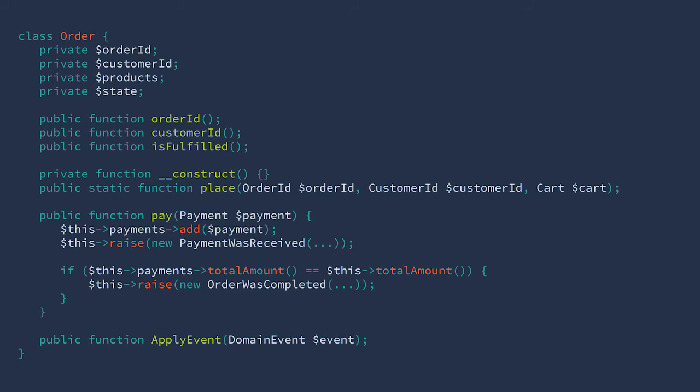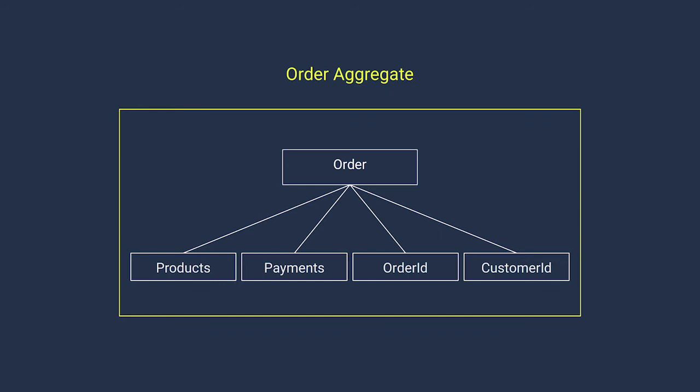As modeled, the order is an aggregate. It's a collection of domain objects working together, so this cloud of domain objects working together all represent a single concept. Now, inside this concept is the implementation. The order consists of an order object, product objects, payment objects, an order ID, and a customer ID. The order object alone isn't the aggregate. All of these working together as a conceptual whole is. However, the order object is at the top of the hierarchy. It has a special position in the aggregate. The order object is the aggregate root.